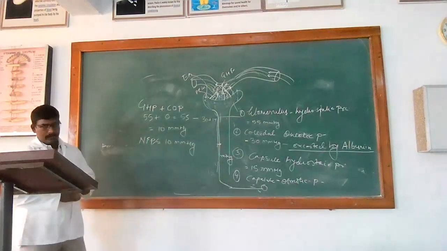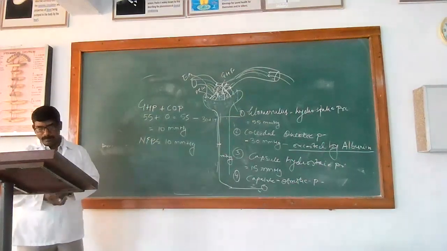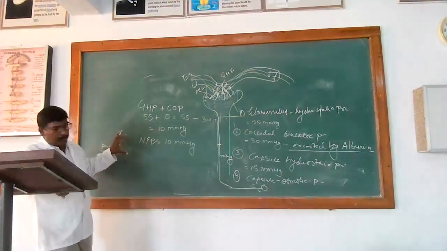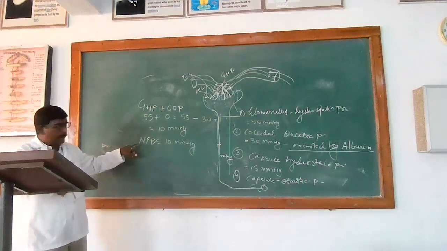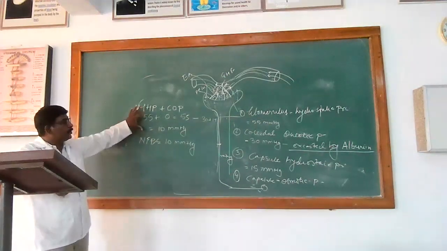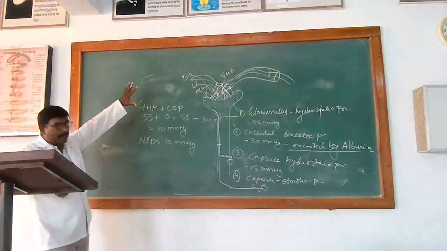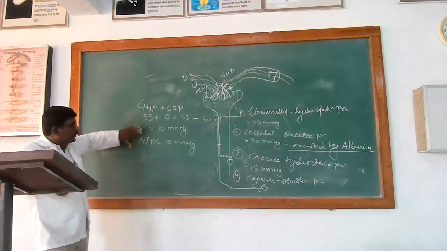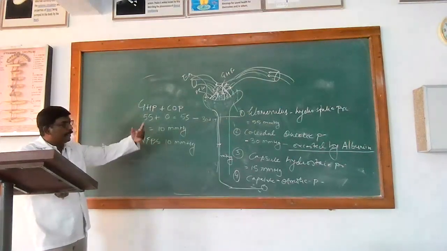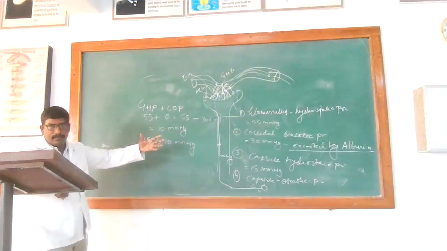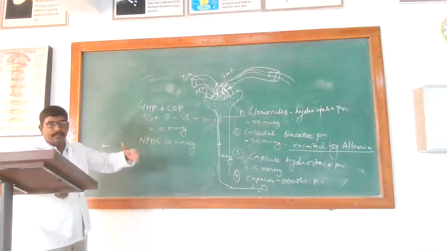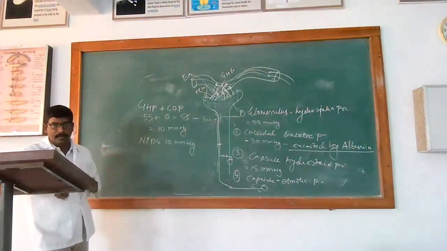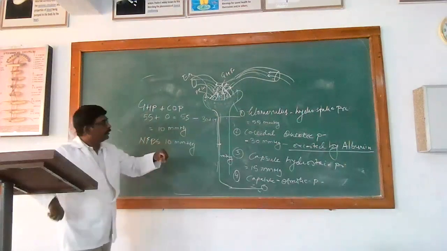Right. So again, we will see this. Any fluctuation in this net filtration pressure is directly proportional to the GFR, right? So when there is any alteration or fluctuation in these pressures, it will directly affect the GFR. So GFR is directly proportional to the net filtration pressure, right? So again, we will go through.